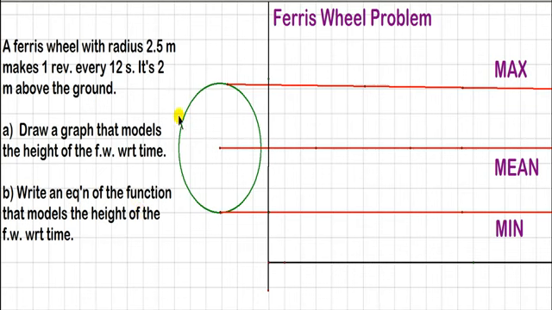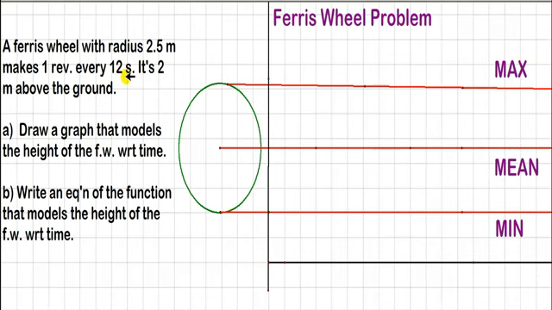To help us draw a graph that models the function, it's a good idea to draw a circle that looks like a Ferris wheel, and it will help us determine the maximum, the mean, and the minimum height values for your trip on the Ferris wheel. And secondly, it's a good idea to start with the period and the duration of time that helps you visualize how long a cycle lasts.